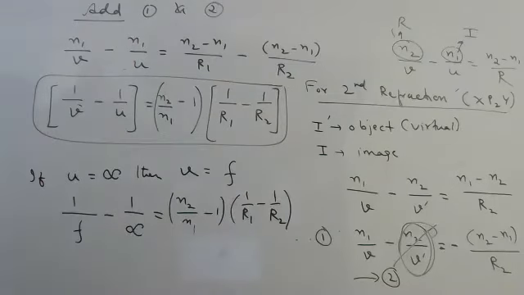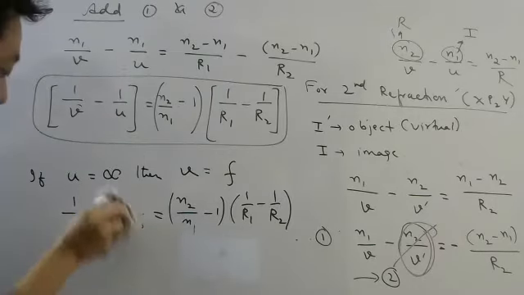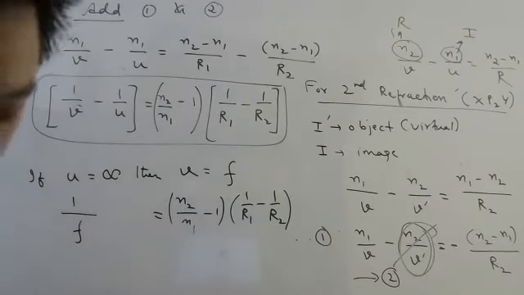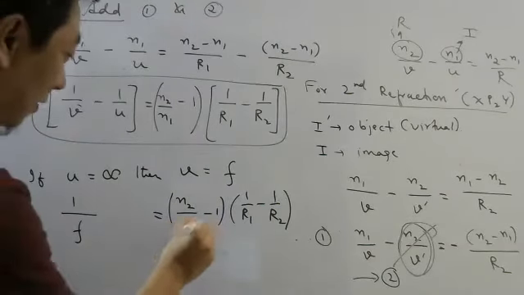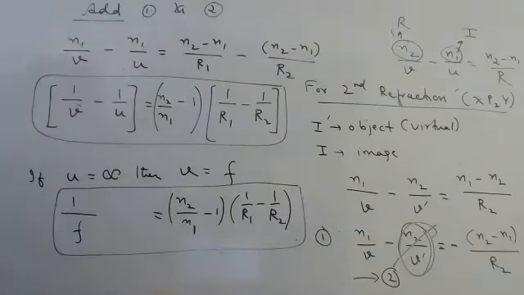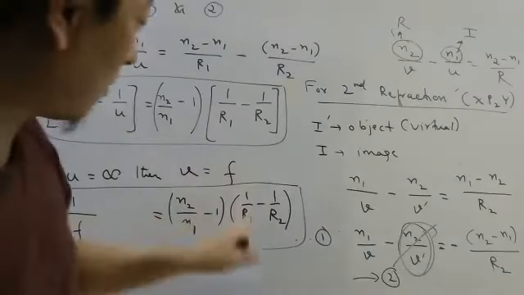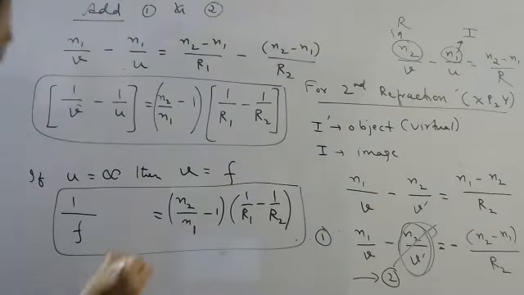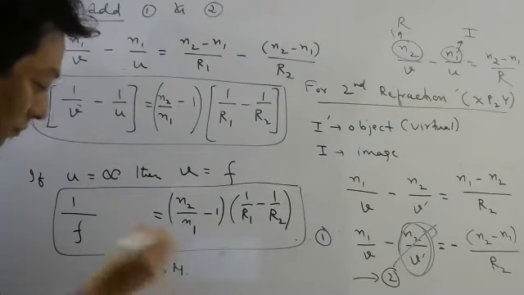1 by infinity is what? Anything divided by infinity? Zero, right? So this will be 0. And therefore your formula will be 1 by F equals N2 by N1 minus 1, 1 by R1 minus 1 by R2. So this is for 5 marks.